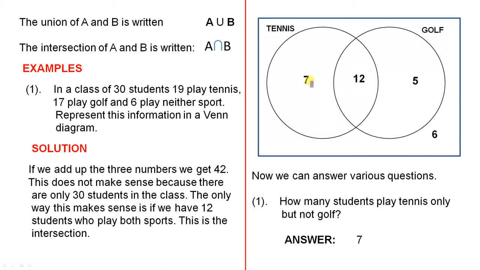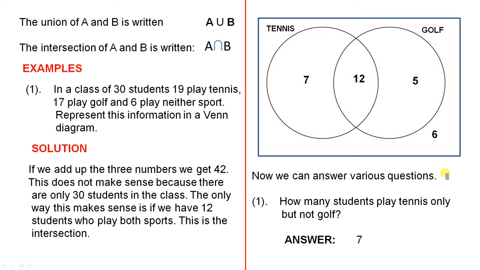Which means that has to be a 7, because 12 plus 7 is 19, because 19 play tennis. So that gives us the full contingent of the people who play tennis. Because that's a 12, that has to be a 5, because it says 17 play golf. 12 plus 5 is 17. And in the information we're given that 6 play neither sport. So when we add those four numbers, we get 30, which represents the exact number of students in the class.